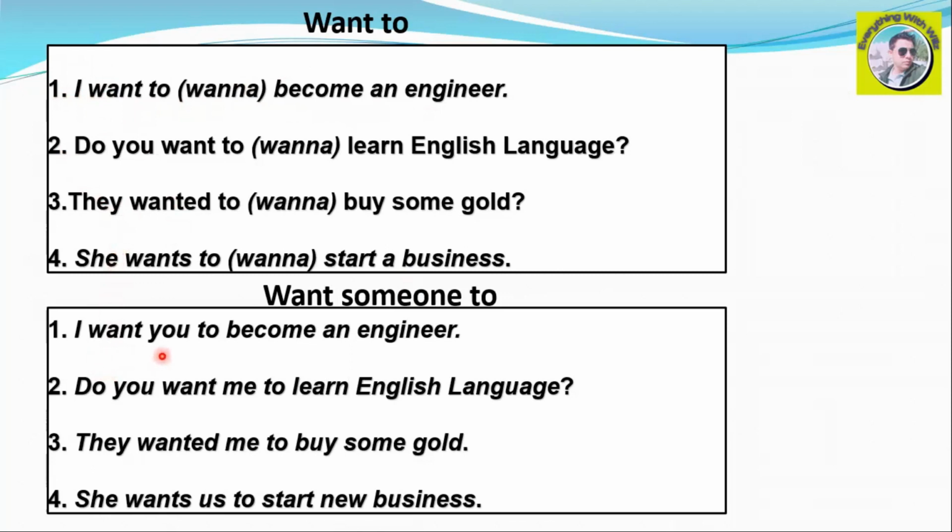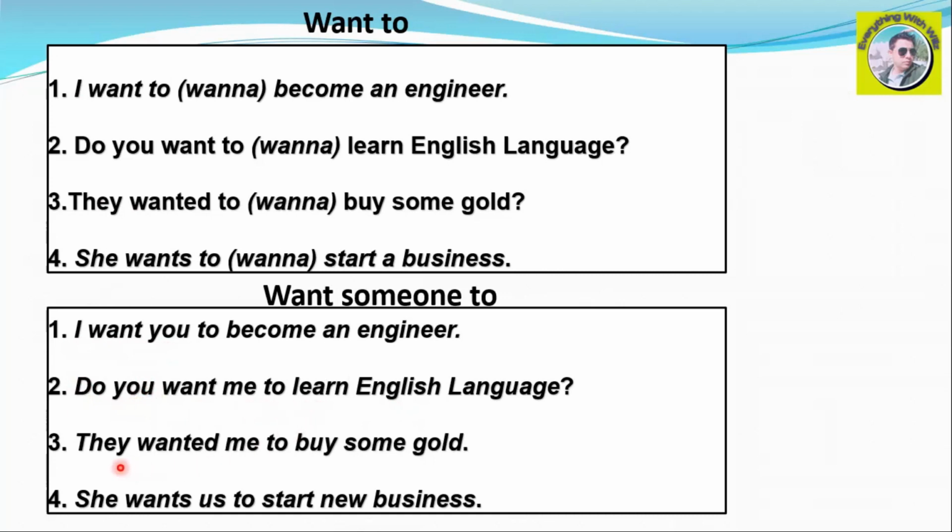But here, "I want you to become an engineer". Here the I is desiring something, but not for himself. He or she is desiring for somebody else. He is desiring for you to become an engineer. So I doesn't want to become an engineer himself. I wants the object pronoun you to become an engineer. So this means your desire, but for somebody else. Now here, do you want me to learn the English language? Here the desire is of you, but not for himself, but for me to learn the English language.